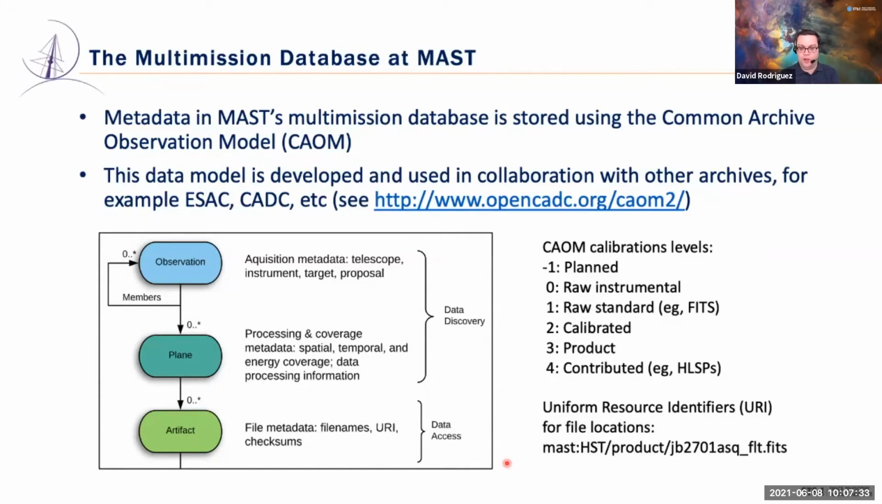So this is how CAOM looks. There are actually more levels to this, but I've cut them out because only the first 3 are used at Space Telescope with any regularity. At the top level of this data model is the observation itself. The observation refers to the acquisition of the data: what telescope, instrument, proposal, and so on. So this is basically the key information for an observation. An observation can have members, any number of them. This 0 to star means there can be no members, or any arbitrary number of members. So an observation can refer to another observation, which can refer to another observation. That's how we can link them together.